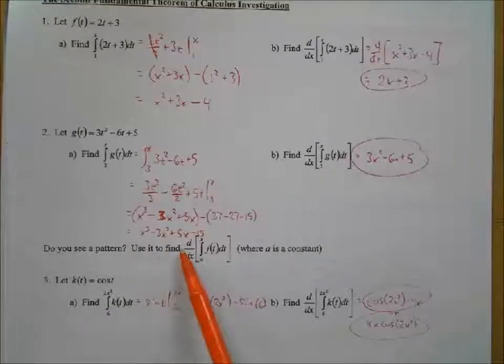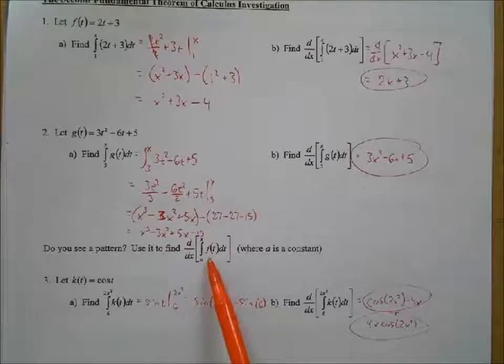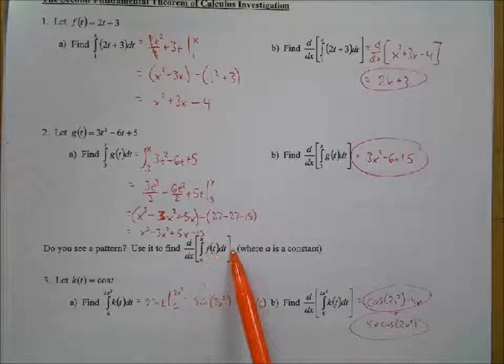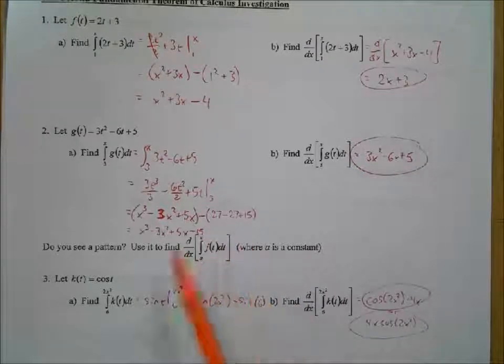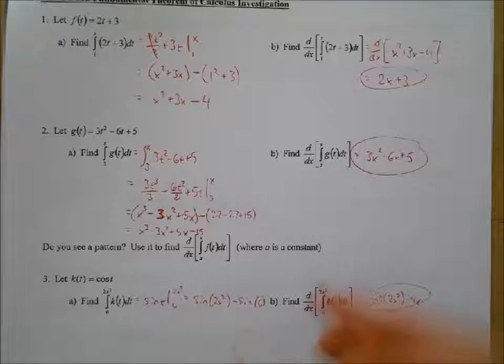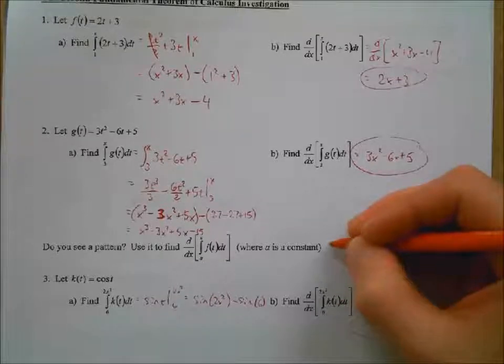Use it to find the derivative with respect to x of the integral from a to x of j of t dt, where a is a constant. So what will this thing equal? J of x, exactly right.